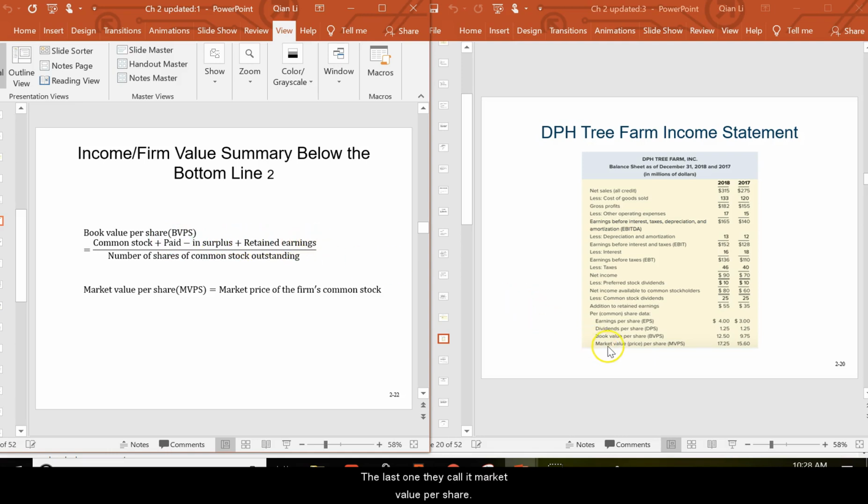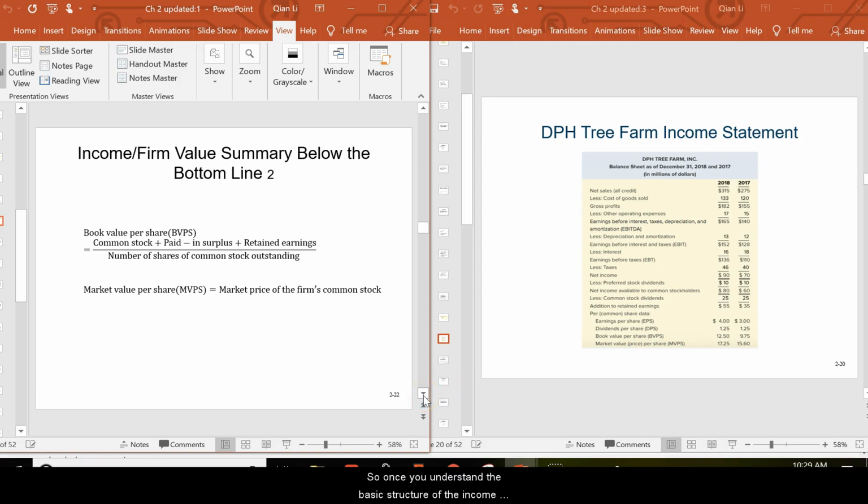The last one, they call it market value per share. That's simply the stock price of the company's stock in the market. So at the end of 2017, the stock was traded at $15.60. And 1 year later, it was traded at $17.25 per share. So that's the stock price, and you can also call it the market value per share.